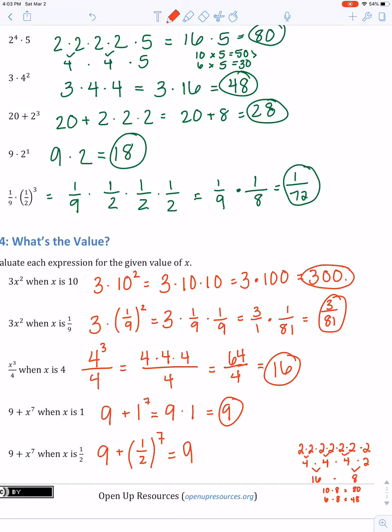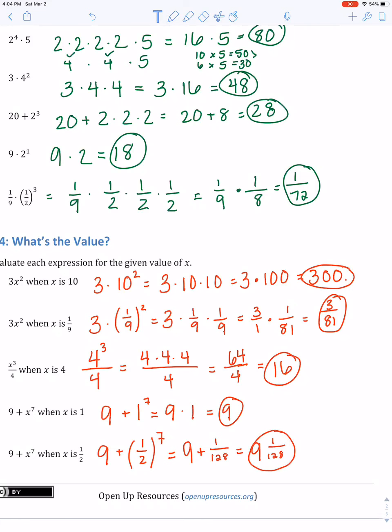So, now that I've done that little piece, I know that this is going to be 9 plus 1 over 128. Whew. Now, really, when I add these together, this is just going to become 9 and 1/128.